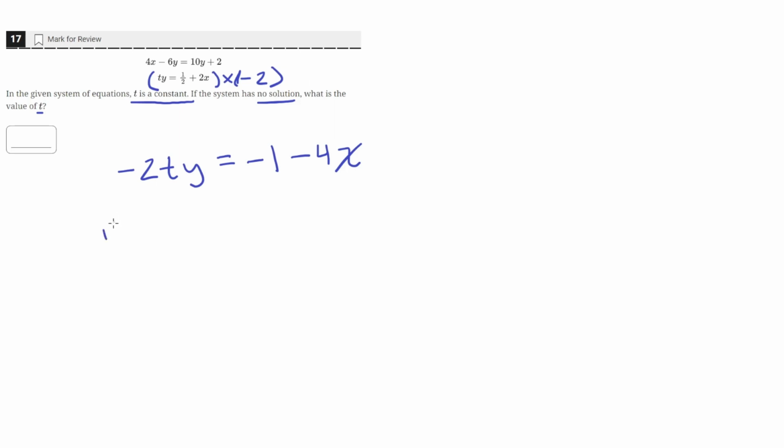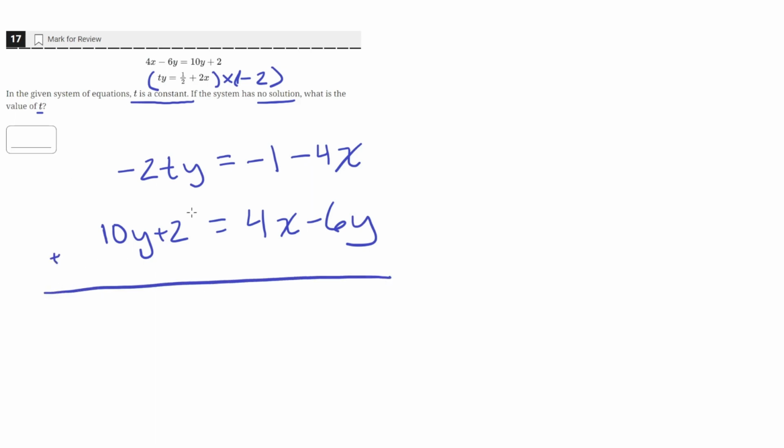So we'll have 10y plus 2 equals 4x minus 6y. This is just the first equation here. So then on the left hand side, we'll just have 10y plus 2 minus 2ty, which equals negative 1, and then 4x minus 4x is just 0, and then we'll be left with negative 6y.